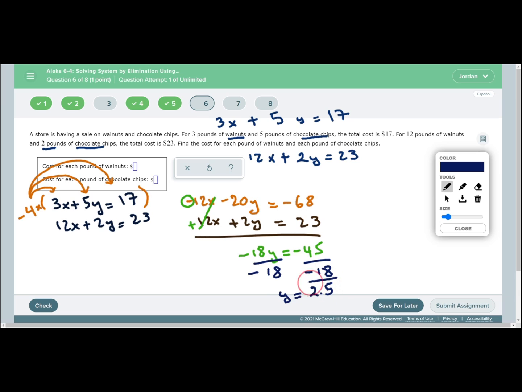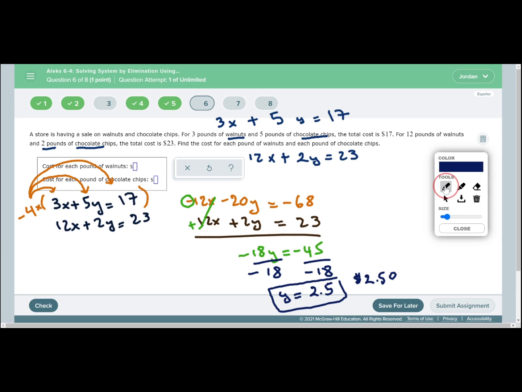All right, 2.5. As I told you, it is supposed to be a whole number, but we talk about the word problem. This y is the cost of chocolate chips. So in some sense, this still looks okay. That means it's $2.50. It still makes sense. It's a nice decimal number. Okay, let's go with it and see if we have the correct answer.